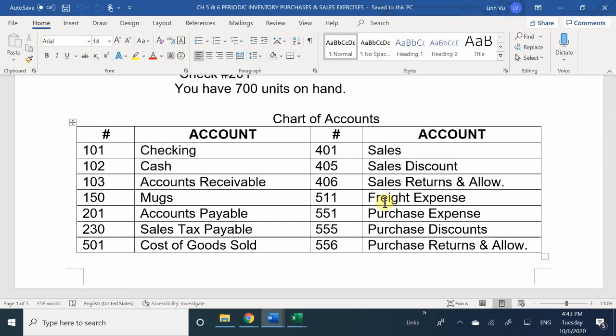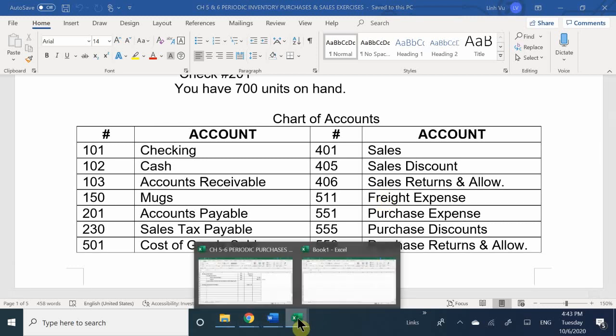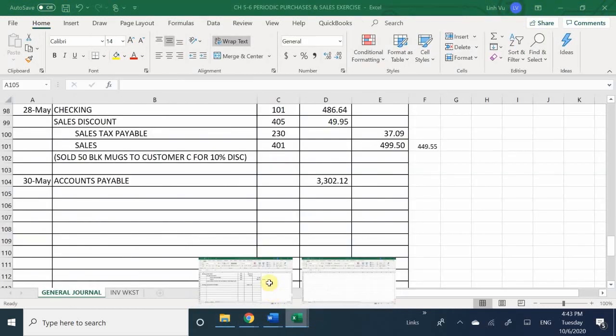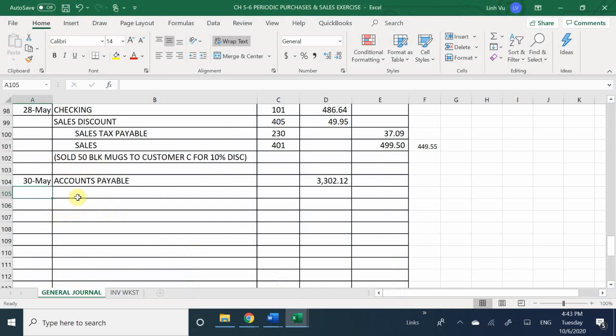It's going to be purchase discounts. Good. Okay. Account 555 for our purchase discounts. Now, are we going to have it on the credit side or on the debit side? It's going to go on the debit side.